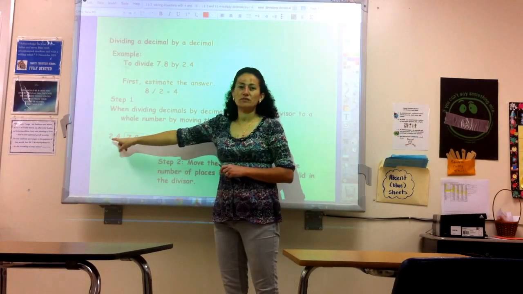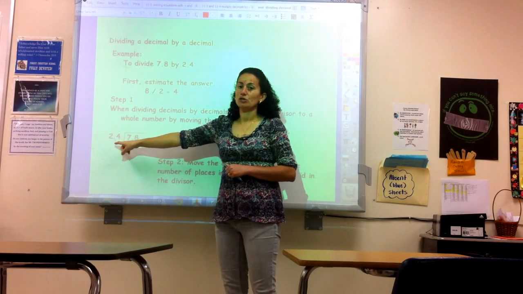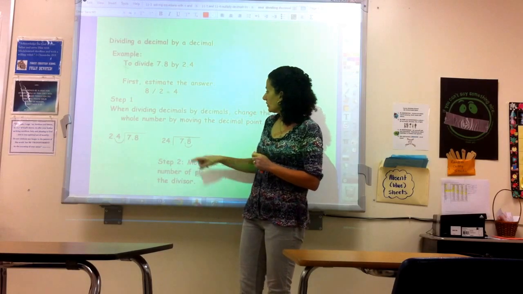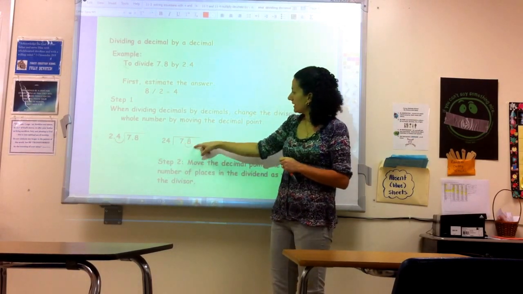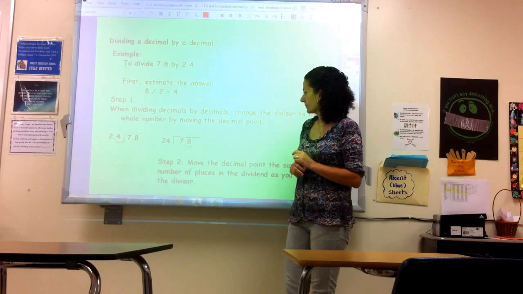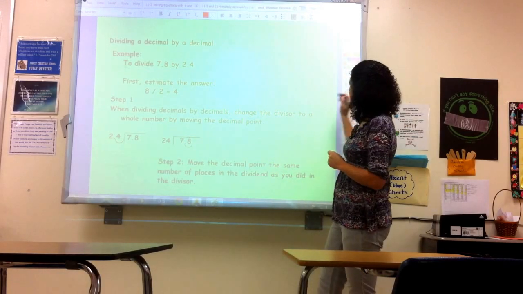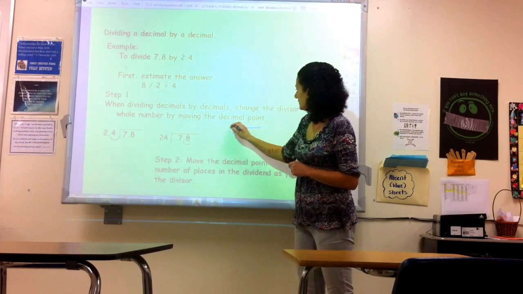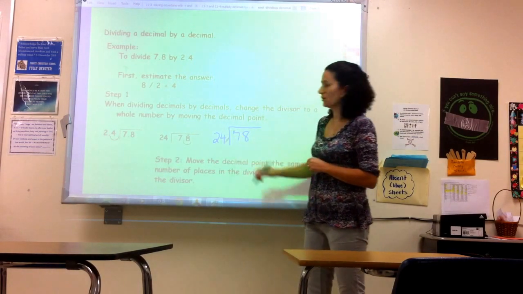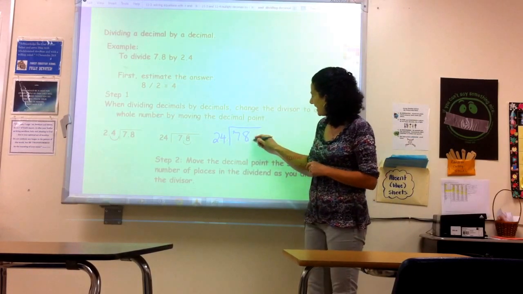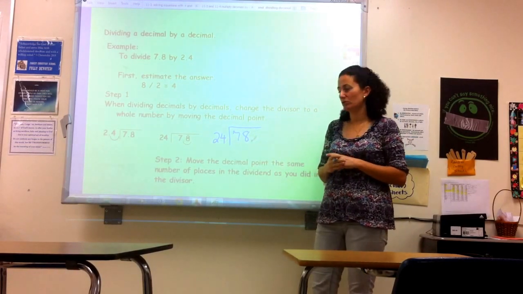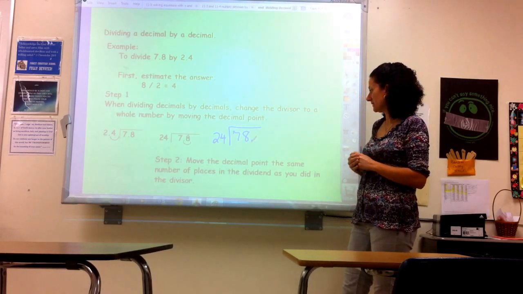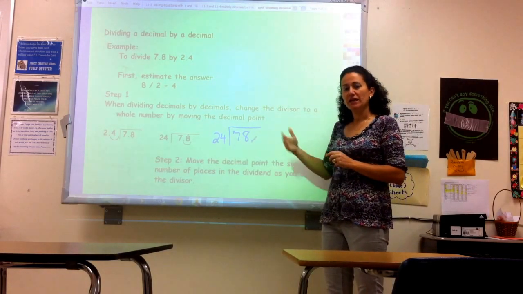However many times you move the decimal in the divisor, you move the decimal in the dividend the same number of times. So we're going to have to move the decimal in 7.8 over one time also. So our new problem is 78 divided by 24. Our decimal is now at the end of 78, and we would divide as usual. Step 2 then is to move the decimal the same number of places in the dividend as you did in the divisor, and divide as normal.